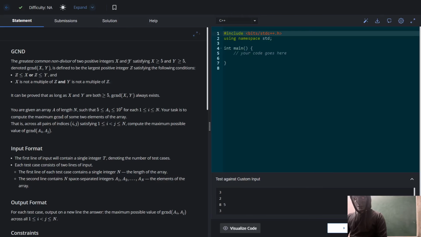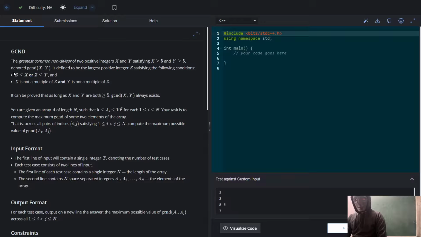of two positive integers x and y satisfying x greater than or equal to 5 and y greater than or equal to 5, denoted GCND(x, y), is defined to be the largest positive integer z satisfying the following conditions. So this z is less than or equal to x or z is less than or equal to y. So here we have our condition.